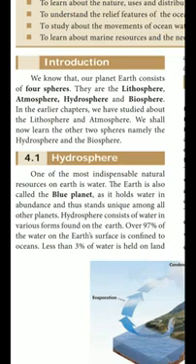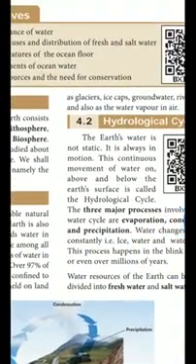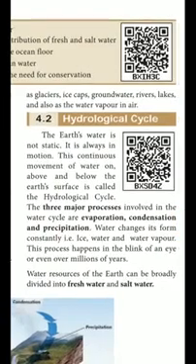This earth is also called the blue planet, and in the earth's hydrosphere, how much percentage of water is on the earth? That is 97%. And how much percentage on land? Only 3%. On land, it exists as glaciers, ice caps, groundwater, rivers, lakes, and also as water vapor in air.